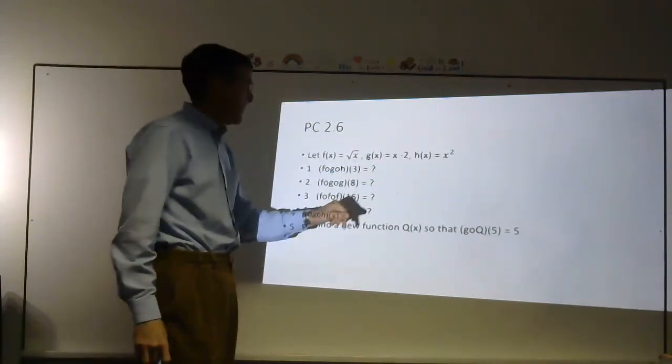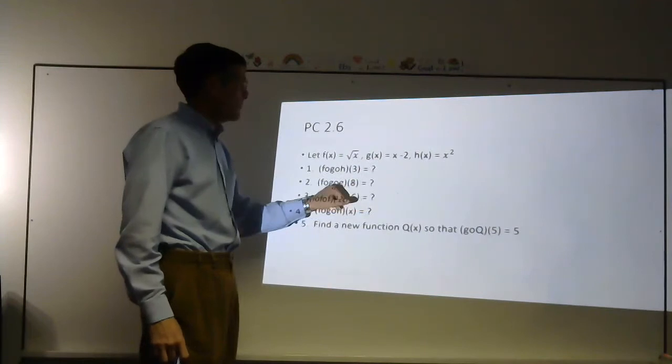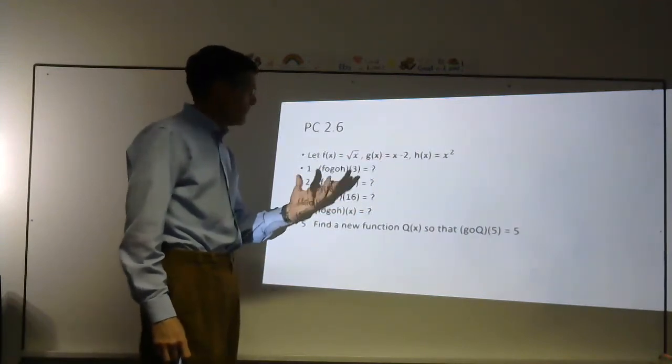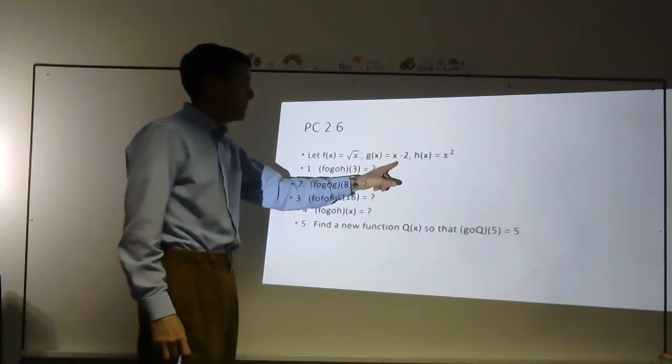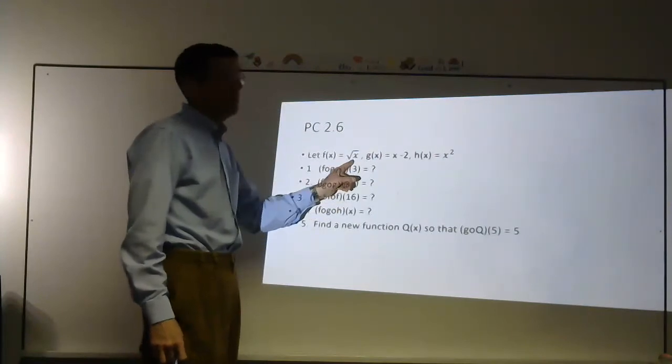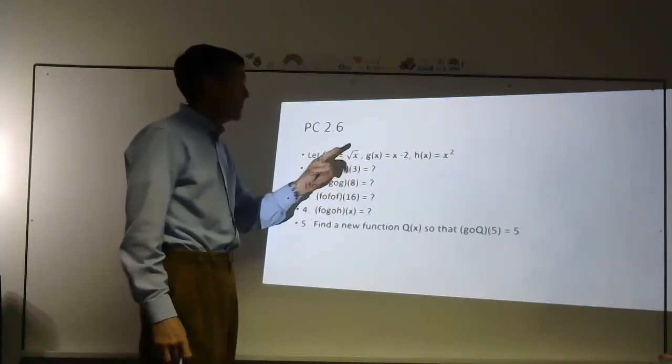So I don't do anything with H. 8. I must first put it in the G function and get 6. I take that result of 6 and put it back in the G function and get 4. Okay? I take that result of 4 and put it in here, get the square root of 4, which is 2.